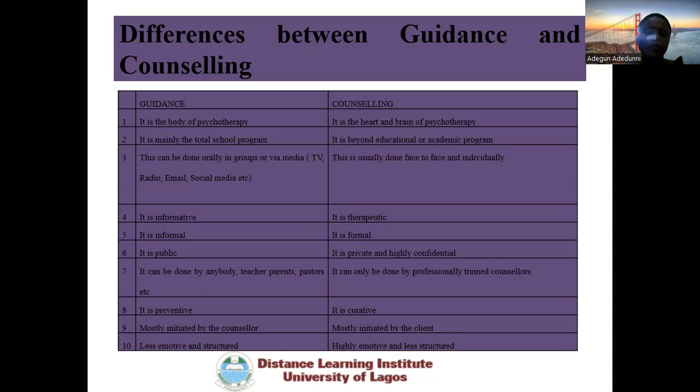Secondly, guidance is mainly the total school program. When we're talking about guidance, generally it is a school program. It's usually embedded in an educational setting: choosing careers, teaching the right subject combination, managing students' behavior, giving students guidance on what learning abilities are, what study habits are. It is basically a school program. But counseling goes beyond educational and academic programs. It deals with our psychosocial problems, more deeply and more intensely.